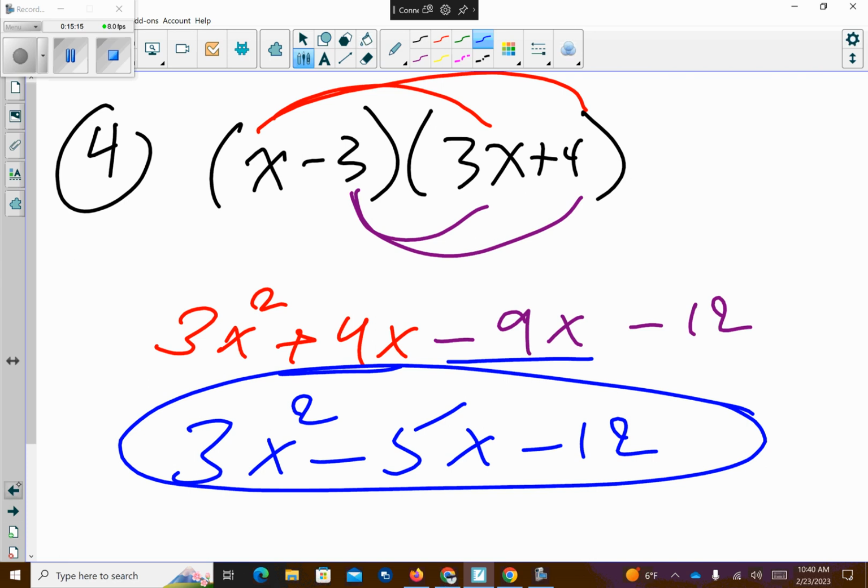So again, that's why on the test, I sent you guys circle combine like terms, okay? The question will tell you how to answer. That's what a lot of you had a tougher time with, okay?